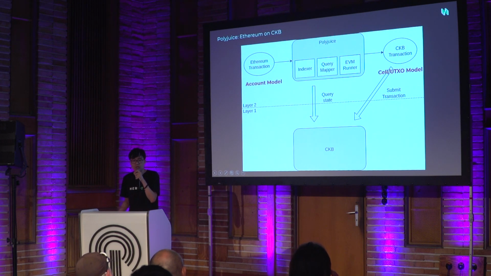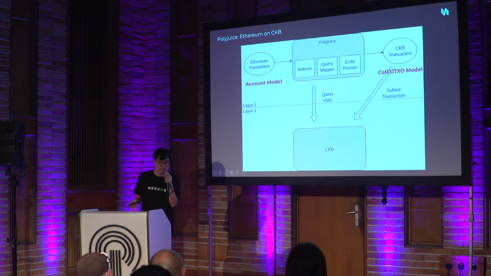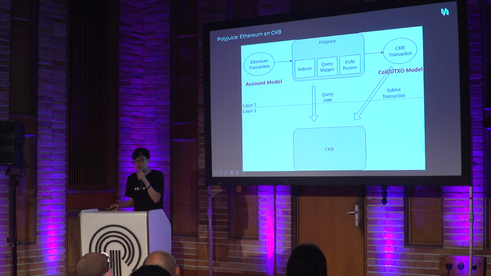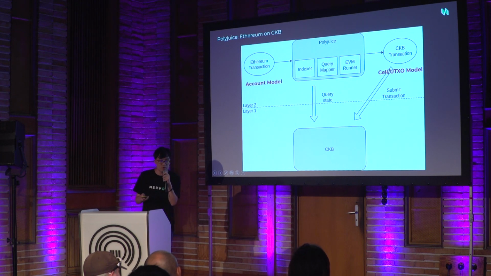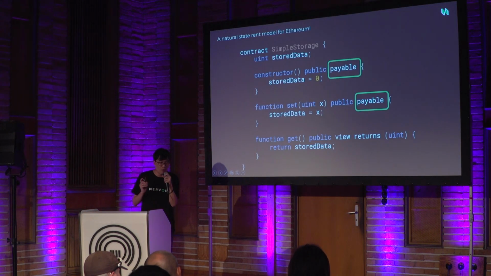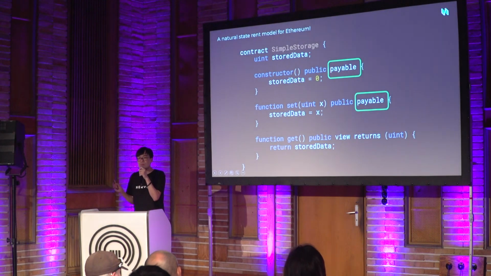What I want to point out here is that if you look at Ethereum transactions, it's actually in account model. But if you look at CKB, we derive CKB's cell model from the UTXO model. These are completely different models. The question here is how we can bridge those things. We'll explain that in a bit, but first I want to point out one thing.